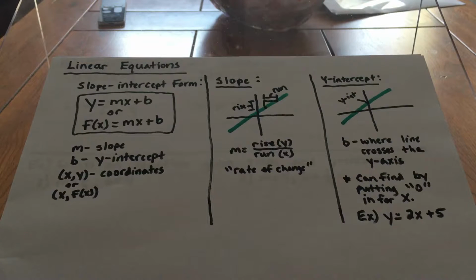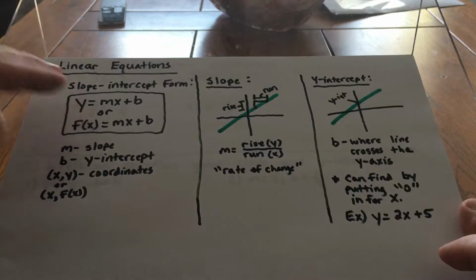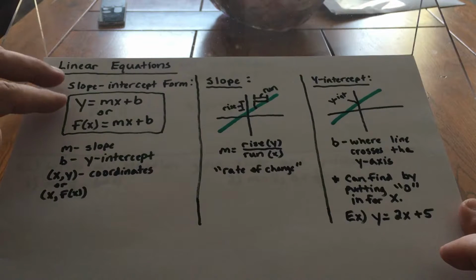So we're talking about linear equations. I'm sure you've seen this in a math class before, Algebra 1. But we're going to touch on it real quick and make sure you understand it, and then we'll move on. All right. So with linear equations, there's several different forms, and we'll learn the different forms as we move along.